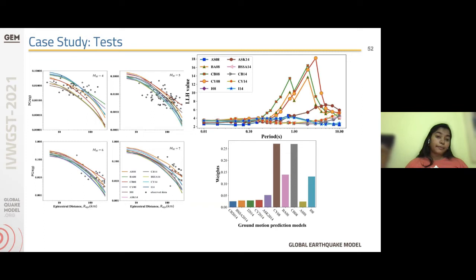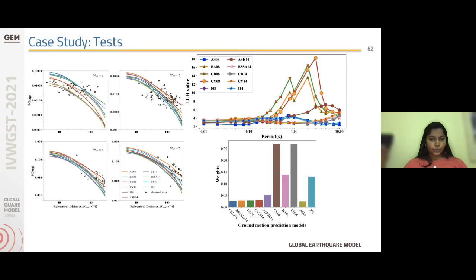So as you can see here, especially at longer distance, these GMPs tend to underestimate the ground motion intensity, whereas the observation is quite higher. So what I'm trying to say is at far off distance, some of the GMPs may not be eligible as they are not able to capture the regional attenuation. So this was an interesting observation that we made.